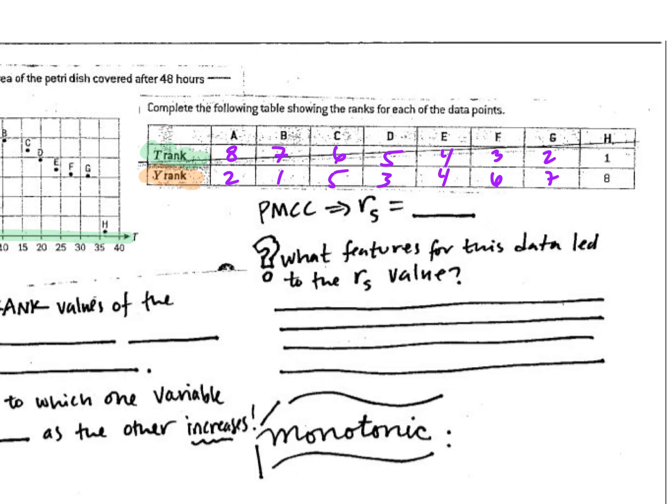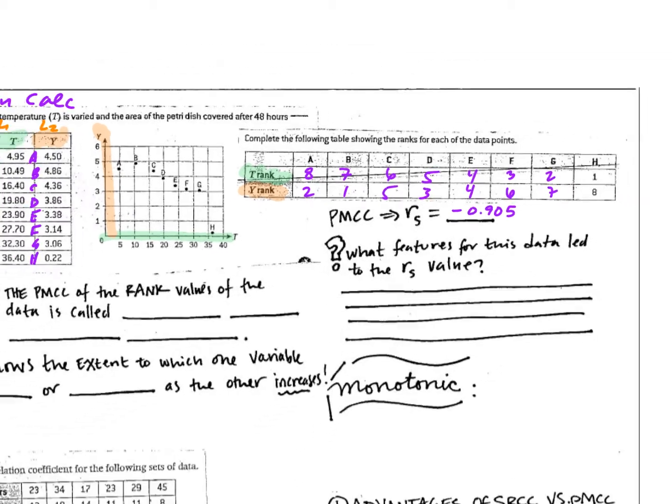So again, I would run the same calculations, right? L1, L2 in my calculator. For this one, I got negative 0.905. I believe that's correct. You think so? Well, okay.